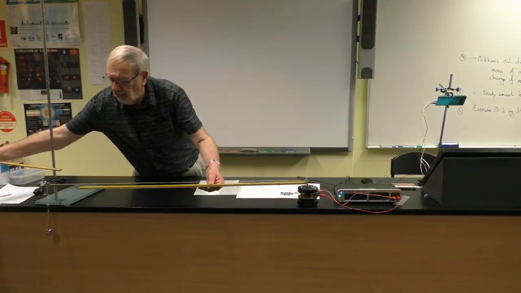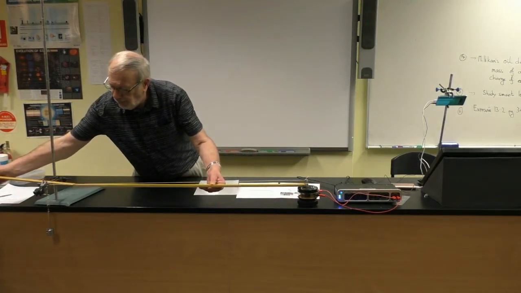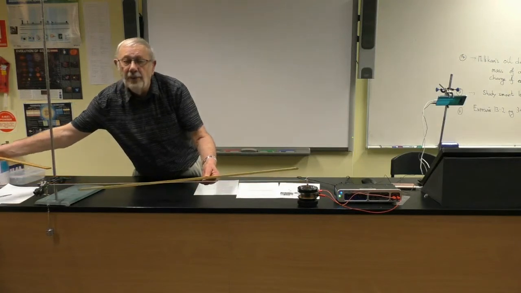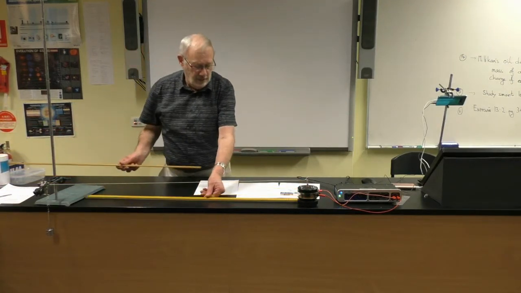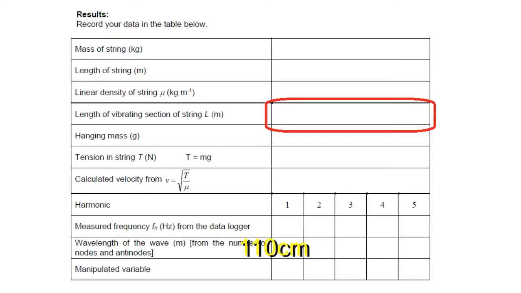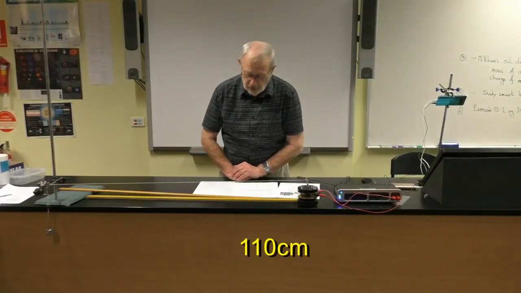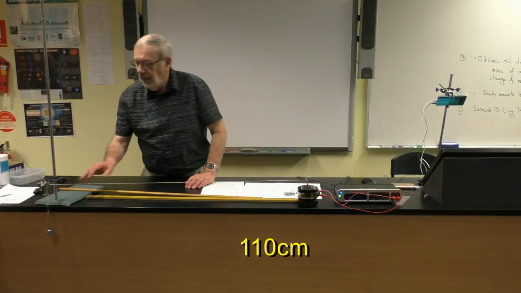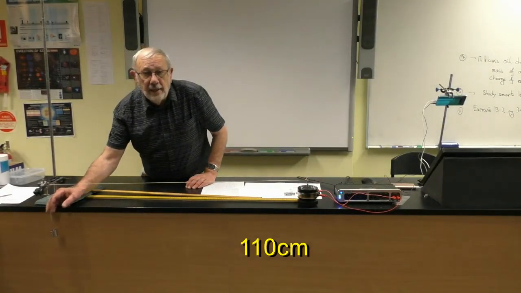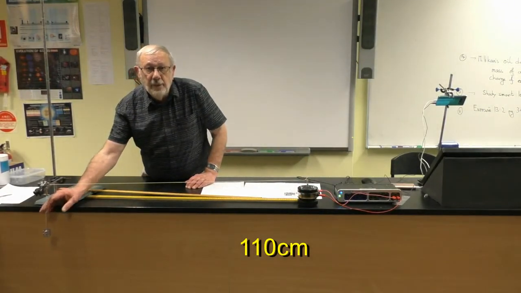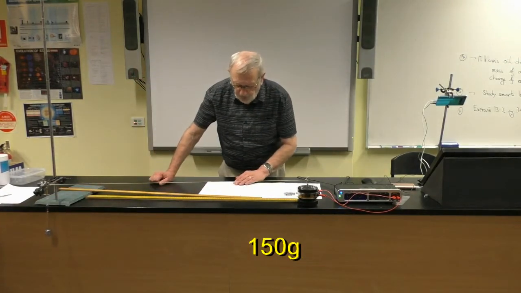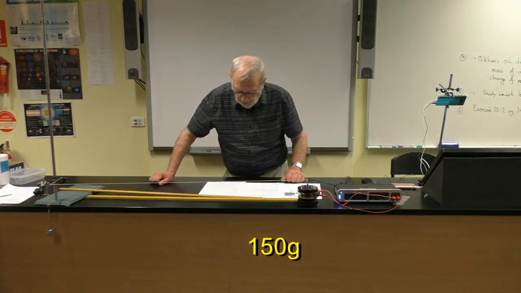and what I'm going to find, because I did this a little bit more carefully earlier on, is that length is 110 centimetres. So you need to write that in the next row of the table where it says length of vibrating section of the string in brackets m. So convert that 110 centimetres to metres. So the mass here is 150 grams. So we can write that figure in the next column of the table.